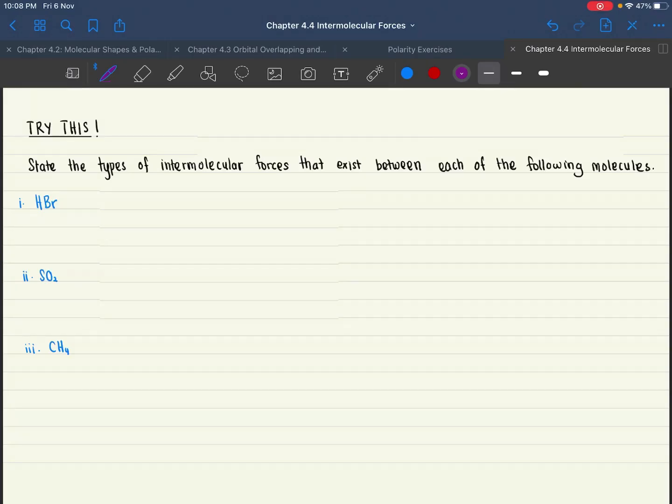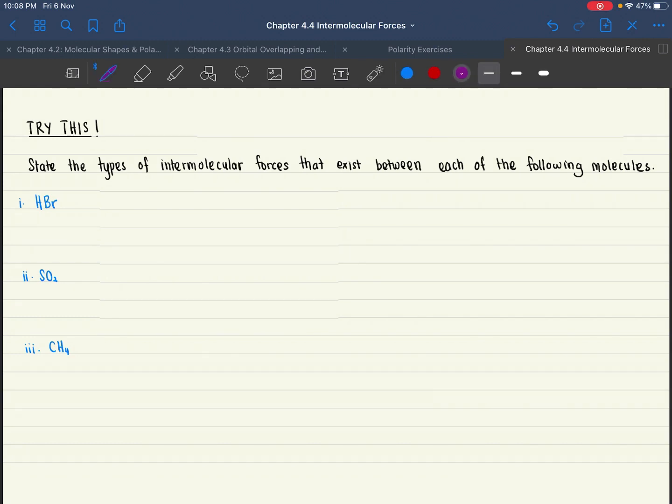Okay, so let's try this one. State the types of intermolecular forces that exist between each of the following molecules. Kamu dah faham intermolecular forces, van der Waals forces tu, ada dua: London dispersion and dipole-dipole forces. So now kalau kamu diberi satu molekul, kamu kena tahu molekul tu ada London dispersion forces ke dipole-dipole forces.